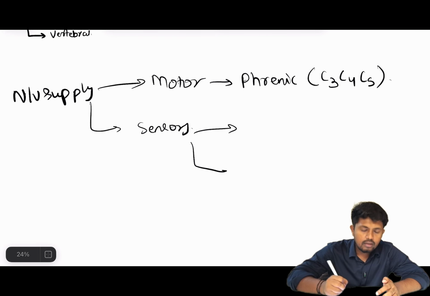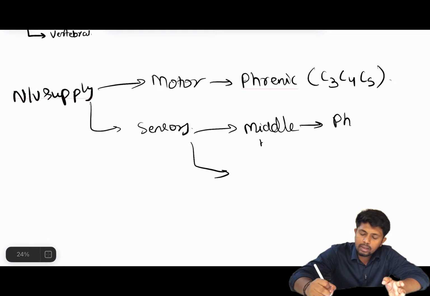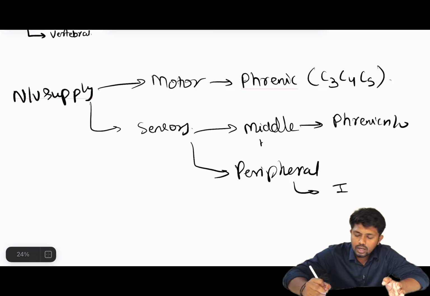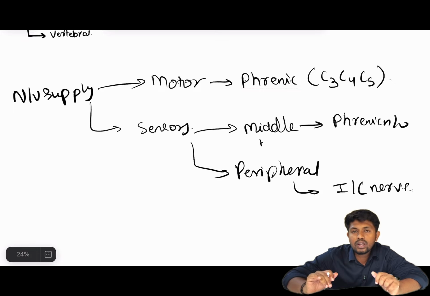Sensory supply to the middle depressed part, that is the central tendon, will be given by the phrenic nerve only, but the peripheral part will be supplied by the lower 5 or 6 intercostal nerves. So the majority of the nerve supply will be the phrenic nerve, and only the peripheral part of the diaphragm has sensory supply by the lower 5 intercostal nerves.